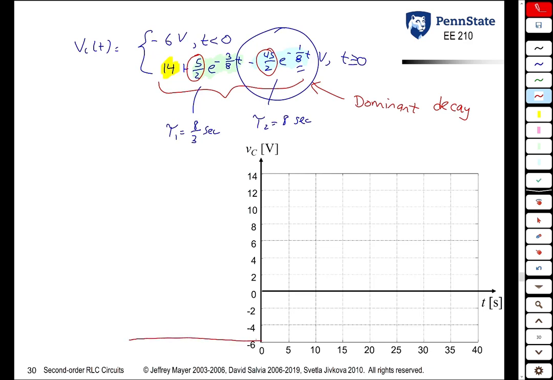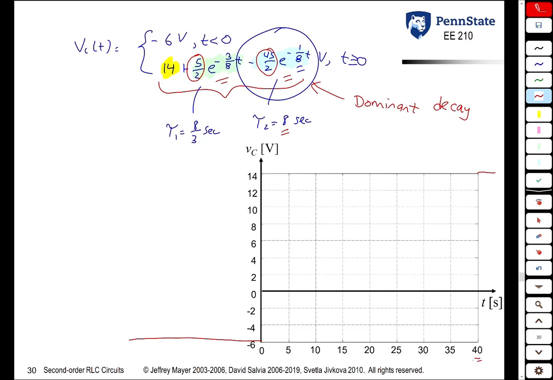And by the way, if you plug in t equals 0, you get 14 plus 5 halves minus 45 halves, you get -6 volts. After a long time, both of these exponential decays go to 0 and we're left with 14 volts, as we know. And how long should it take to get there? It should take 5 times the second time constant, or 40 seconds.